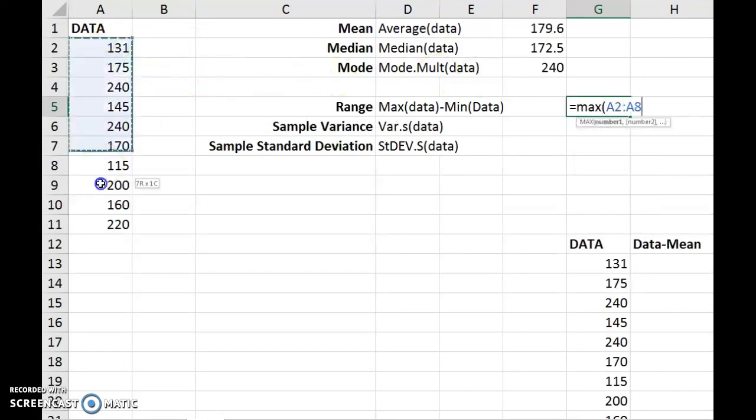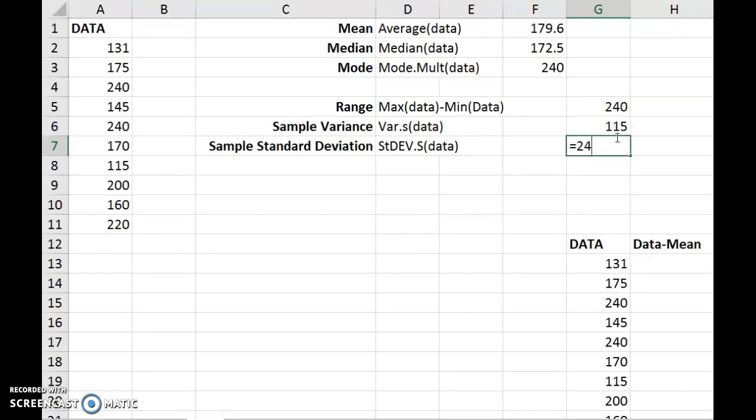There's a function called max that'll give you the biggest value from your data set. Let's just look at that, it's 240, and you can verify that. Then you can find the minimum one by typing equals min and selecting your data, and 115 is the smallest. Sometimes you can just eyeball it, but here we just have 10 numbers. If you had 10,000 numbers, you definitely want to rely on those functions.